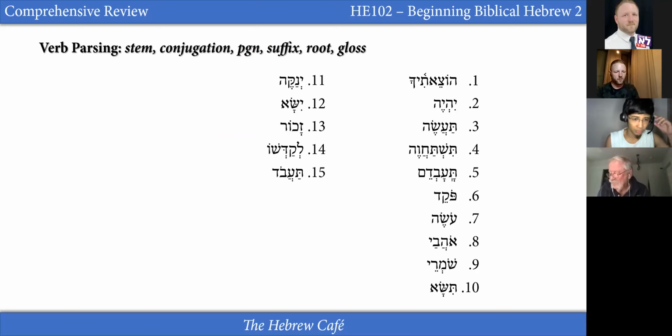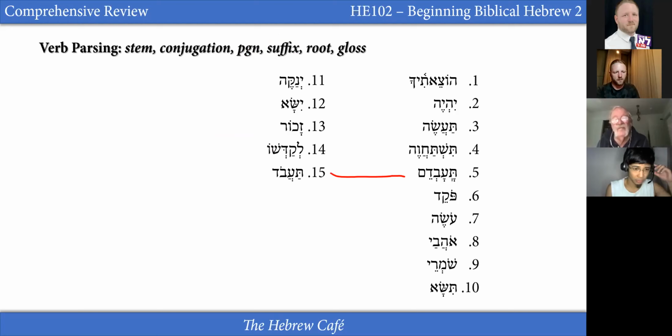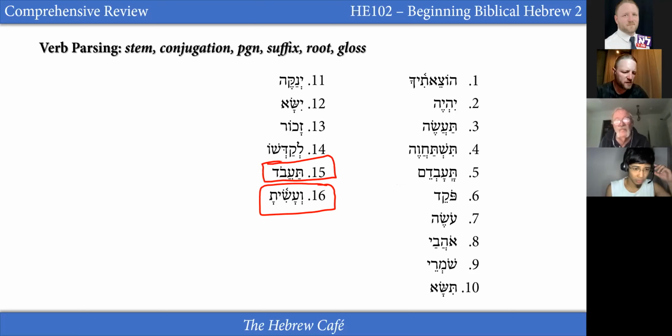Okay, ta'avod, we did already whenever we looked at this one, right? Ta'avod, you will work, you will serve. So six days you shall work and do all of your labor, but the seventh day is the Sabbath of the Lord your God. What is this here? Ta'avod ve'asita.